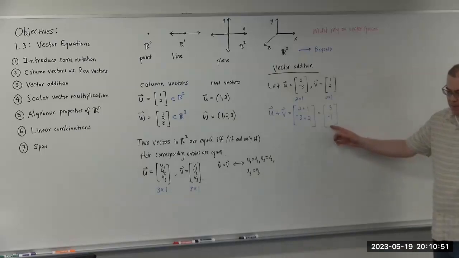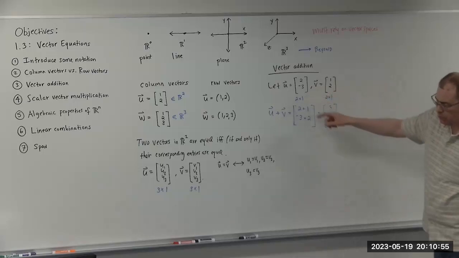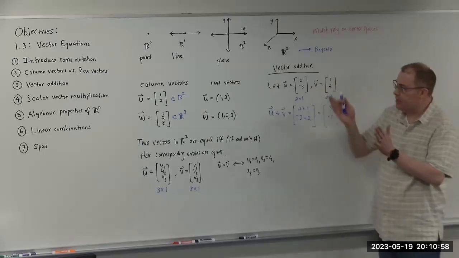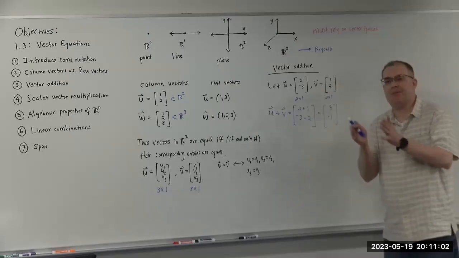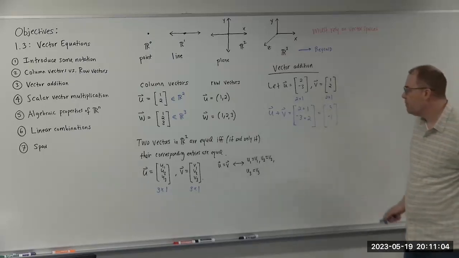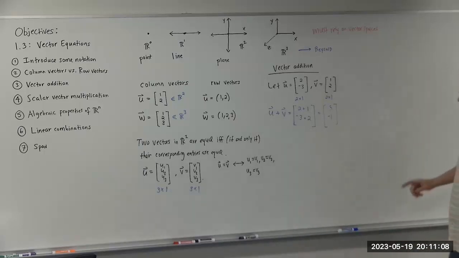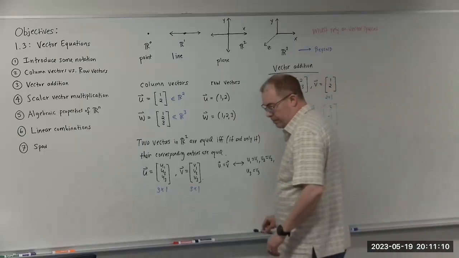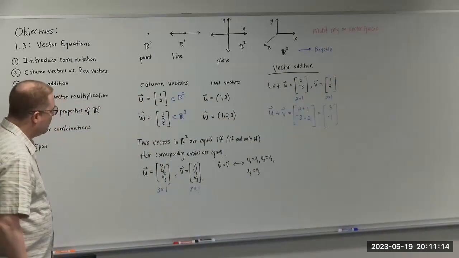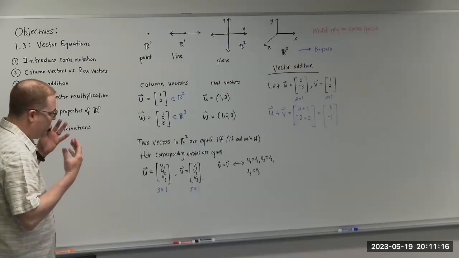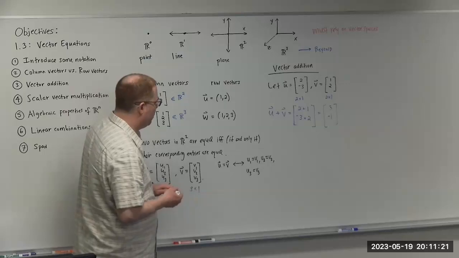Which also happens to lie in R2. Not surprising because these two vectors live in R2. So when you add two vectors in the same space, that resulting vector has to be in the same space. All right. So in general, the way to add two vectors is just to add them component-wise.